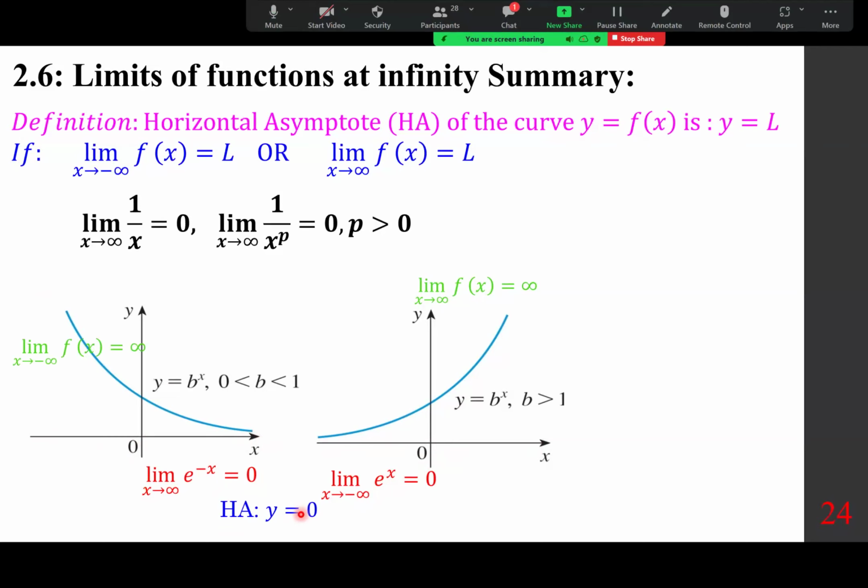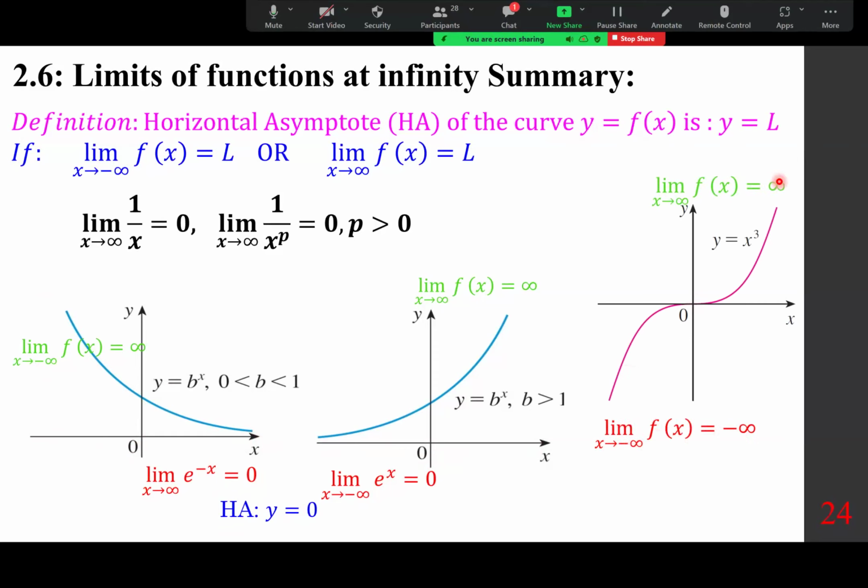And of course, the limit of f of x as x approaches minus infinity is infinity. Those are known as the end behavior. For example, y equals x cubed, the cube function, you remember the limit of f of x as x approaches minus infinity is negative infinity, third quadrant. And the limit of f of x as x approaches infinity is infinity, the first quadrant. We studied this in algebra as the end behavior of the graph, and that helps with the graphing.